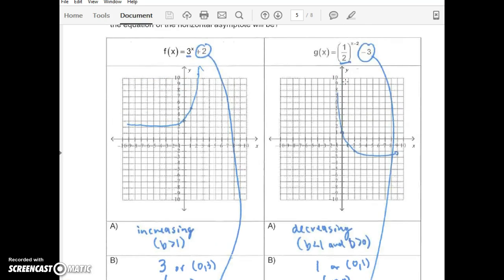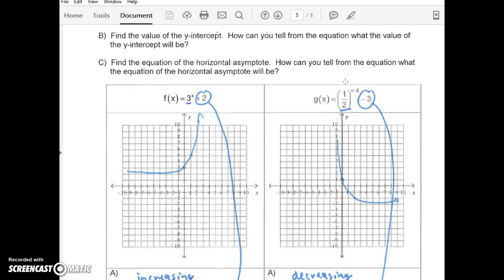For the second question, we're looking for the y-intercept. Again, the y-intercept is where the graph crosses the y-axis. If we don't have the graph, though, or the means to find it, the quick, easy way to find it is to plug 0 in for x. We know that when we have a y-intercept, x is 0. Plugging 0 into this function, we get 1 plus 2, which would give us 3. Same thing here. When we plug 0 in, we would get 1.